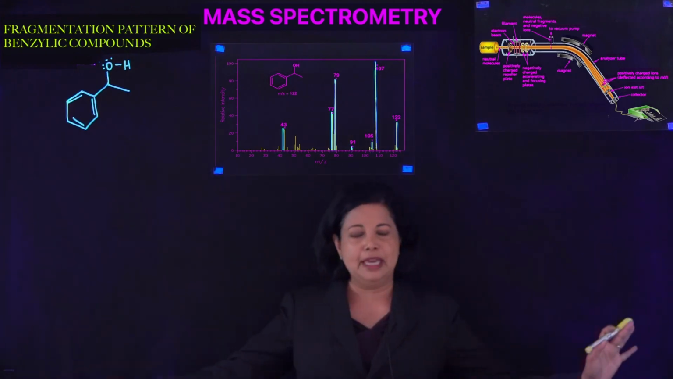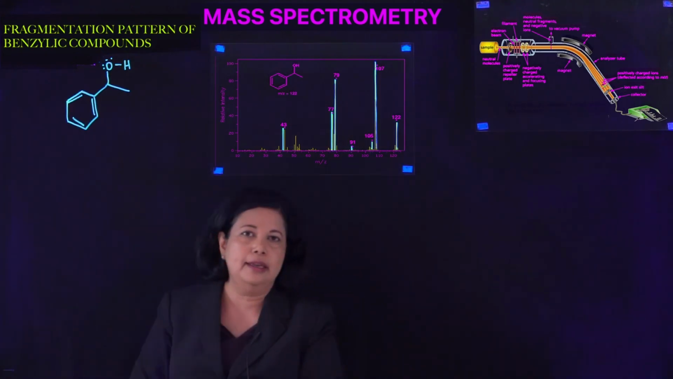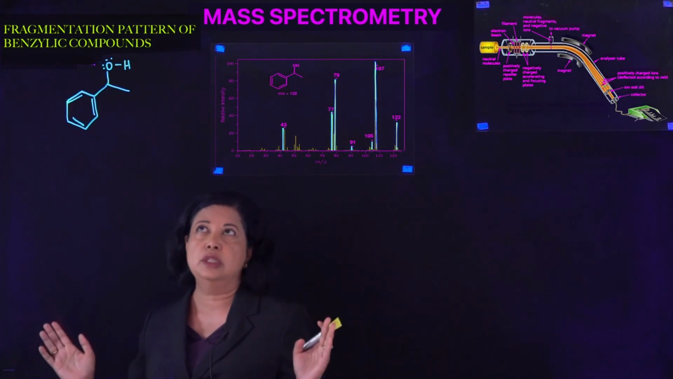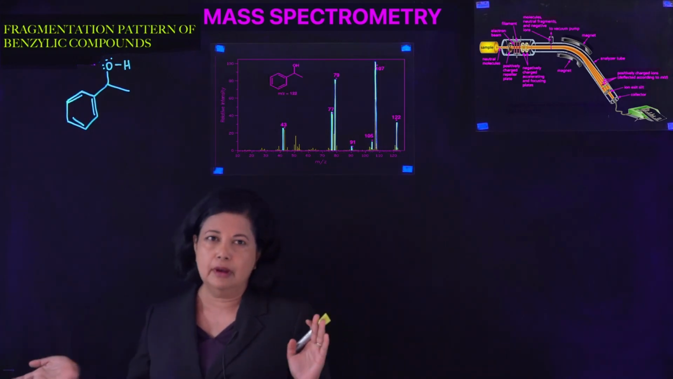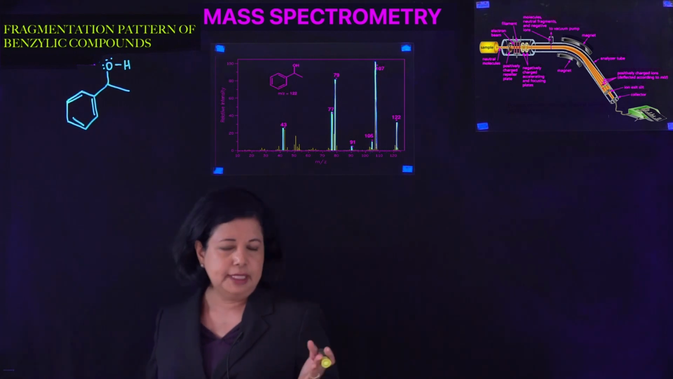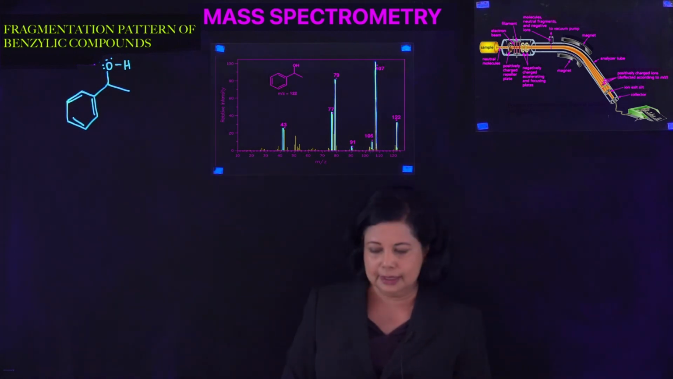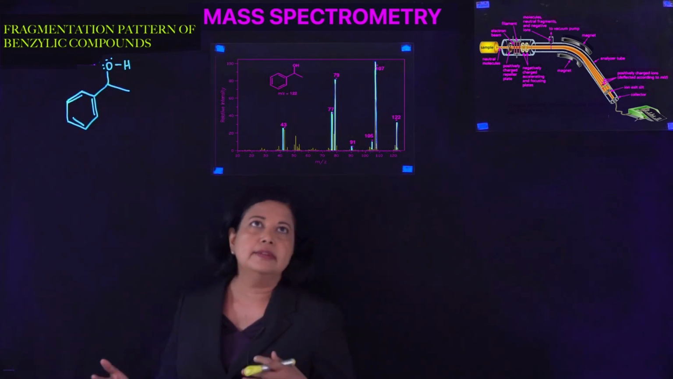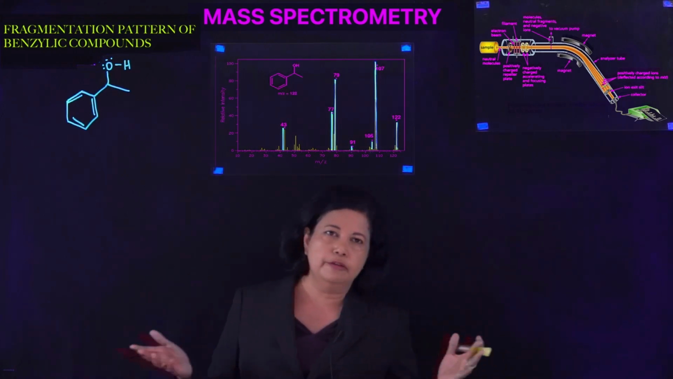Welcome back to Mass Spec, everybody. We got a benzylic compound. Actually, this is 1-phenylethanol. And we're going to see what would happen when you have benzenes in your compound. Benzenes do have their own signature way of breaking up.